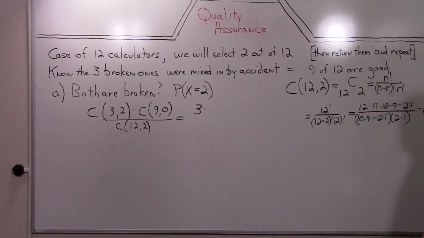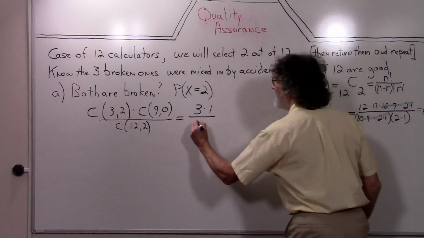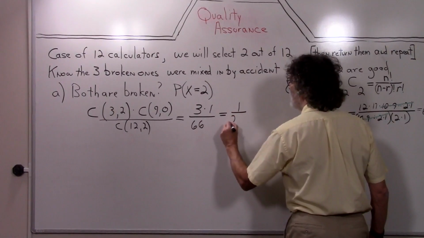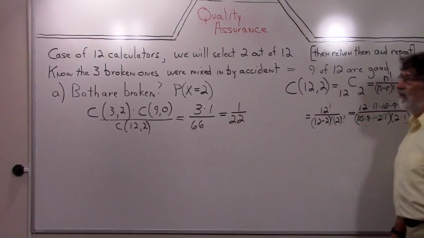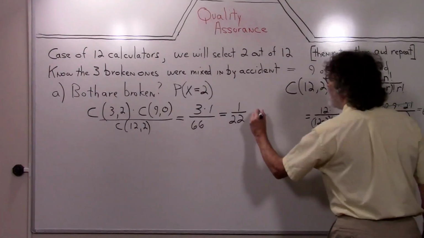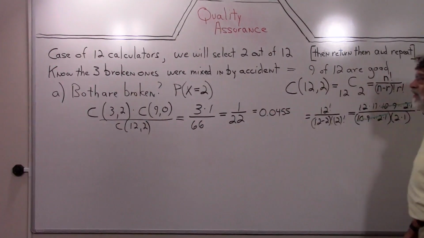Next one, C(9, 0). This will be 9 factorial over 9 minus 0 factorial, which is 9 factorial, times 0 factorial. 0 factorial by definition is 1. 9 factorial divided by 9 factorial is 1. So 3 over 1 divided by the 66 that we got previously. 3 over 66, or if we simplify the fraction, 1 in 22. So there's about a 4% chance, 4.5%, 0.0455, that we will select 2 broken ones in a set of 2.